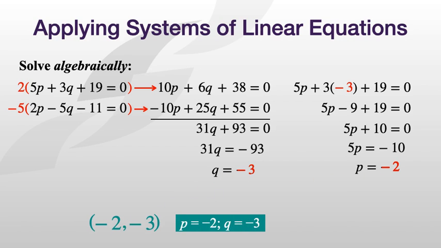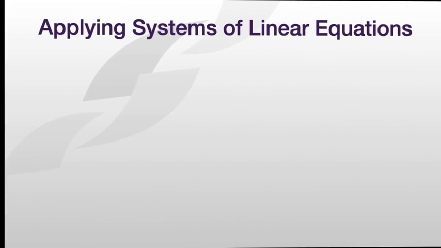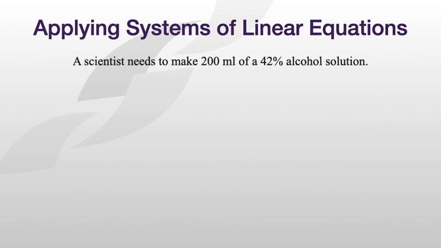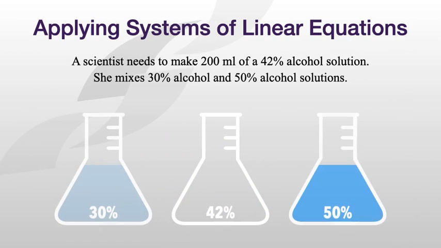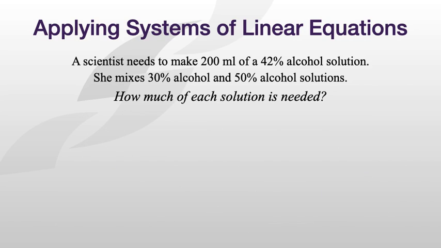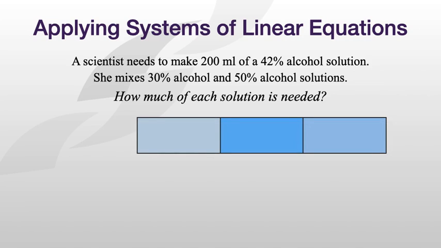One last application. A scientist needs to make 200 milliliters of a 42% alcohol solution. She mixes 30% alcohol and 50% alcohol solutions. How much of each solution is needed? It will be helpful to organize this information in a table. The scientist has two solutions available to her, a weaker 30% solution and a stronger 50% alcohol solution.